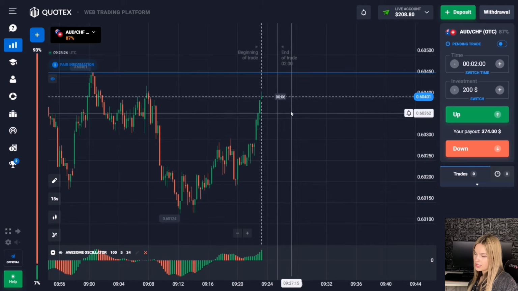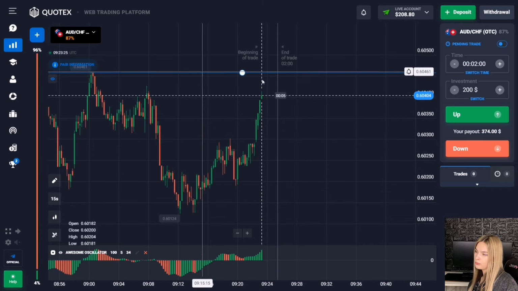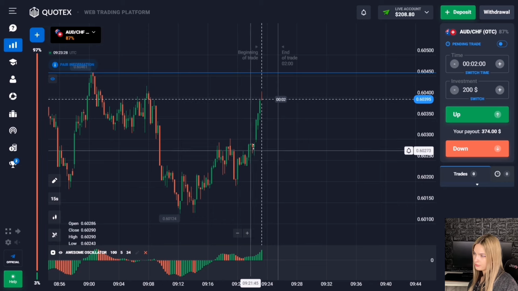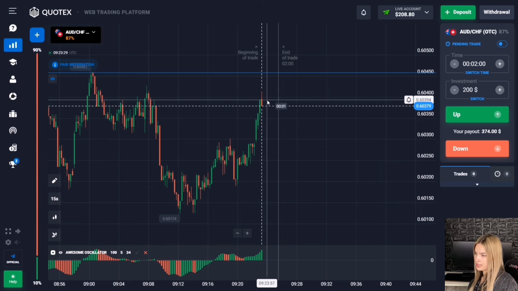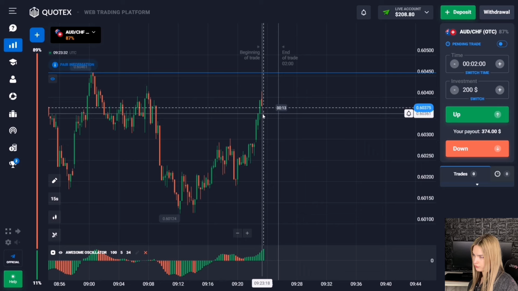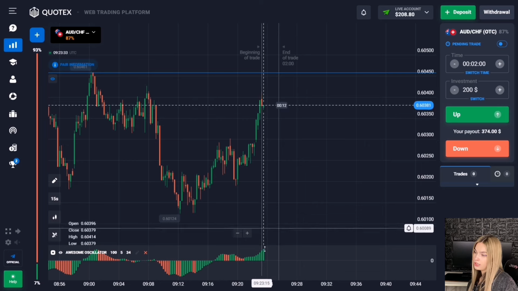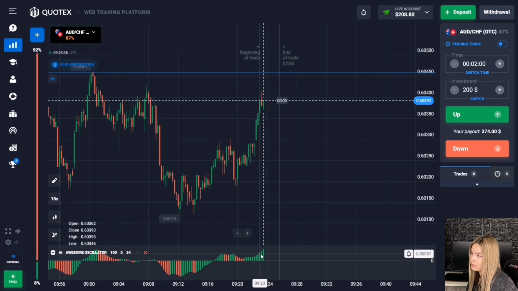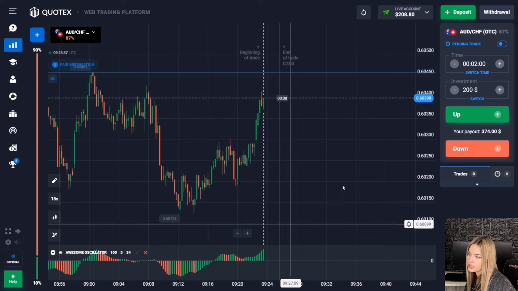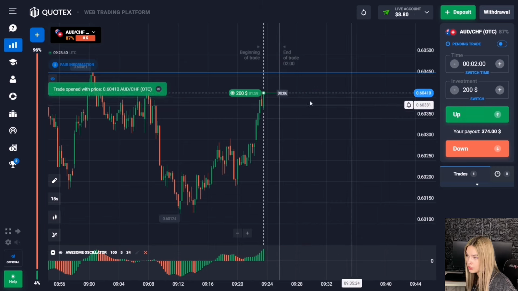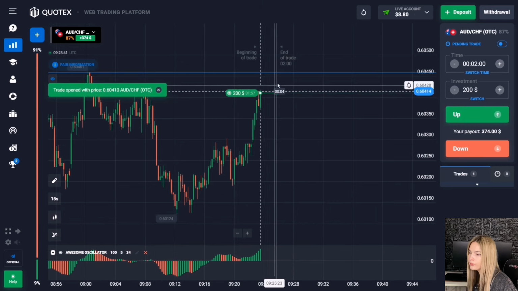Here we have a resistance level. We also see that at the moment there is an upward movement. The price is approaching the level. At the same time, the price has next potential for going up. We also see that the green histogram is formed at the same time. This means that the volumes for the increase are growing. And in this situation, I think I will open a deal for 2 minutes to go up.